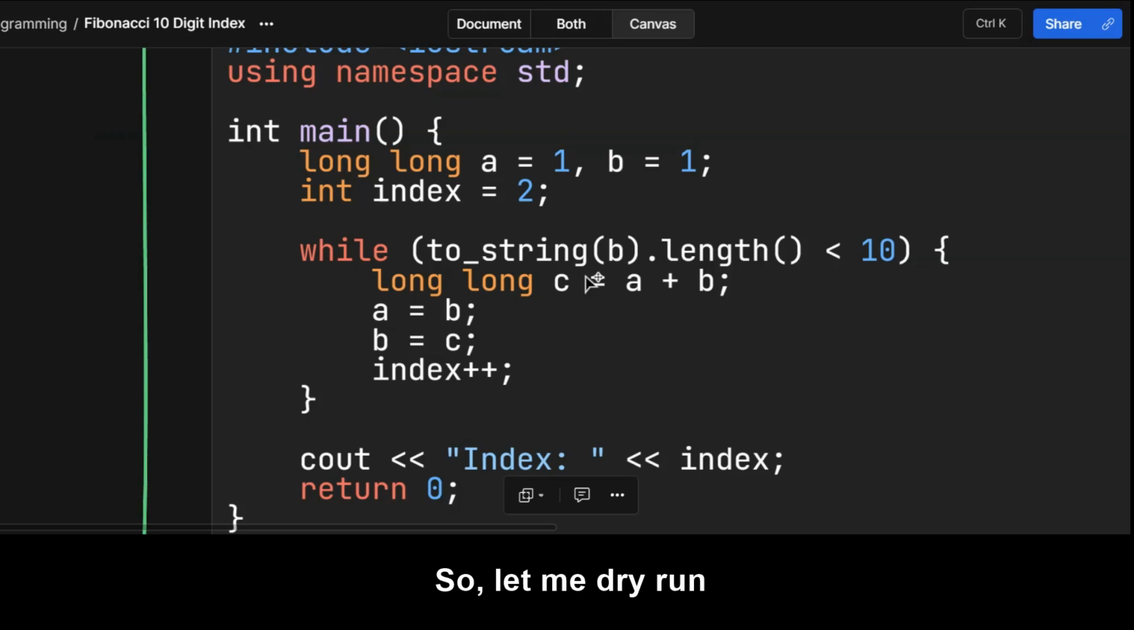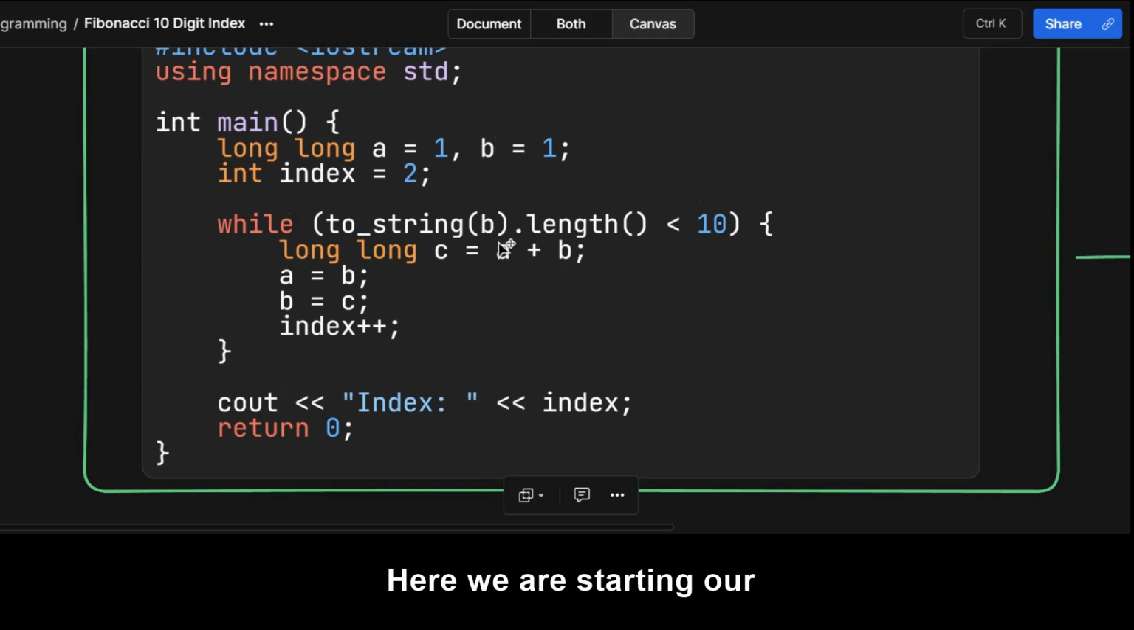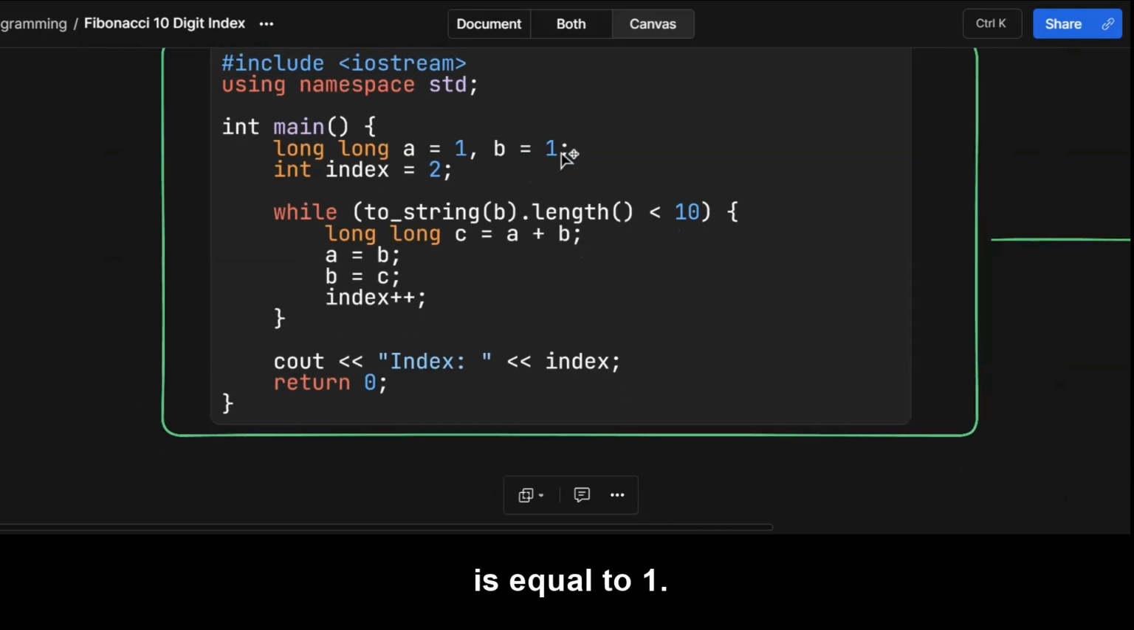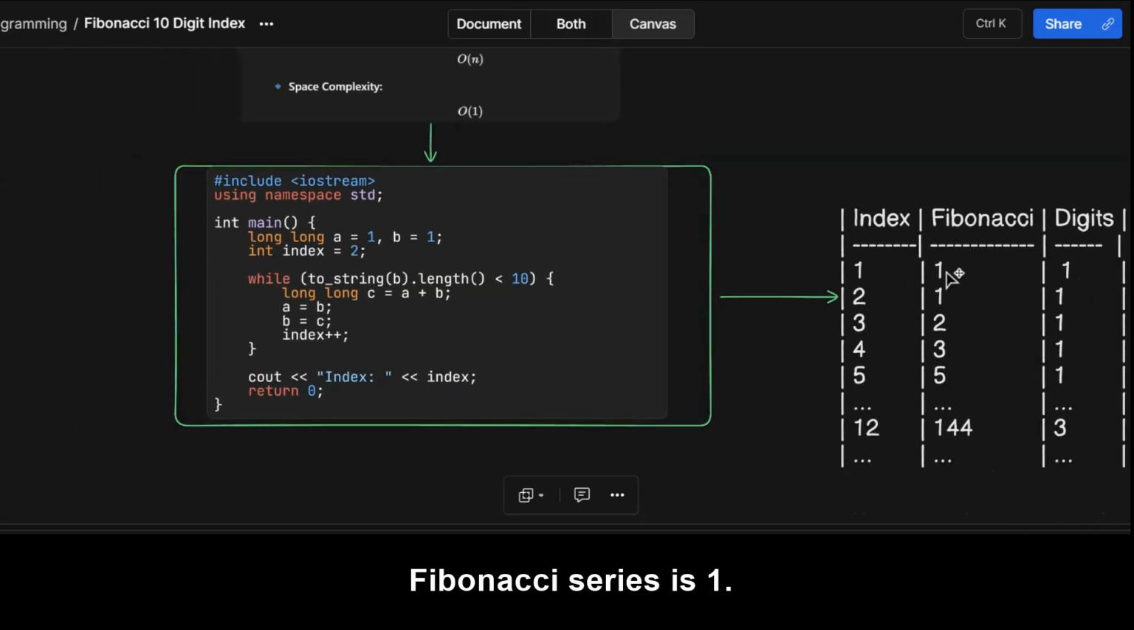Let me dry run this for you, and you will get the exact algorithm for this solution. Here we are starting our Fibonacci series. This is the same code as the Fibonacci series. Now we have a equal to 1 and b equal to 1, and my index is 1, the Fibonacci number is 1, and the digit count is 1. Then at the second index, I got 1 because 0 plus 1 is equal to 1. Now starting from the third index, you will see 2.